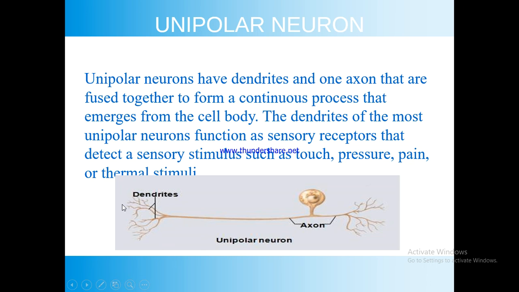The dendrites of the unipolar neuron mostly act as sensory receptors. Sensory receptors are receptors which detect any changes. For example, if there is pressure, or pain, or a sense of touch, these are the receptors which feel these changes and carry the information to the central nervous system.